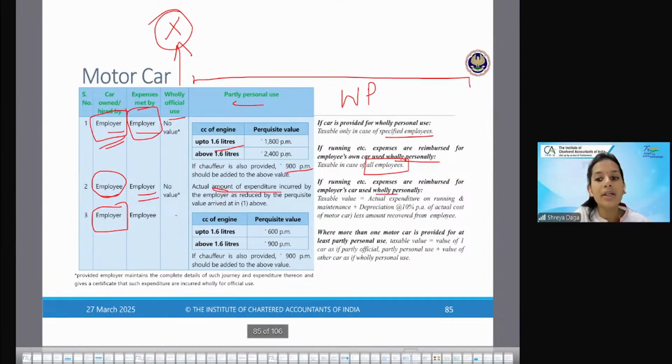Taxable value in case of wholly personal will be the running maintenance expenditure actually incurred by employer and depreciation allowed to the employee. That means 10% of cost of the car. 10% of cost is what you are allowing if you are giving employer's car for wholly personal use while also meeting the running expenses.